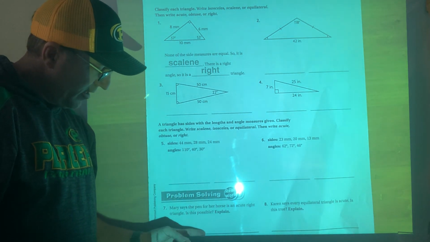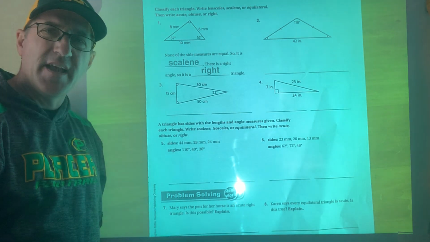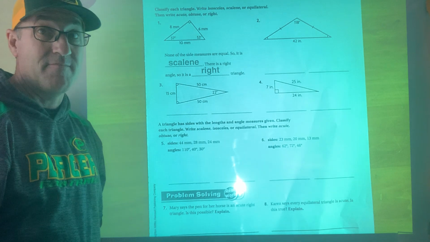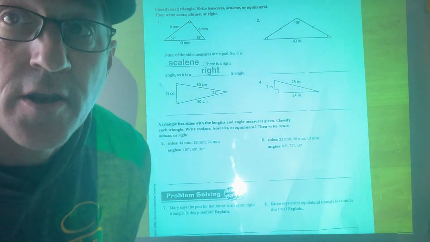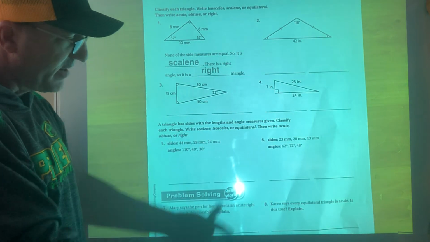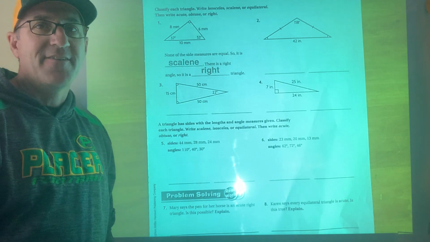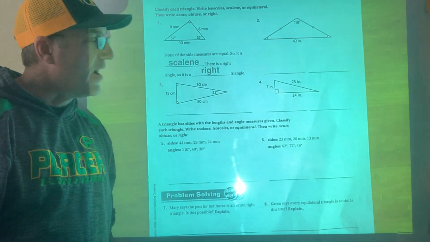Down here, a little bit of help. Mary says the pen for her horse is an acute right triangle. Can you be acute and right at the same time? No, you cannot. So, why is that? All right, and then Karen says every equilateral triangle is acute. I think I've kind of covered this, right? It has to be. All right, let me turn the page.